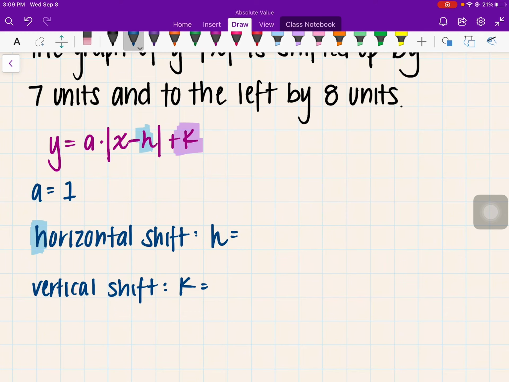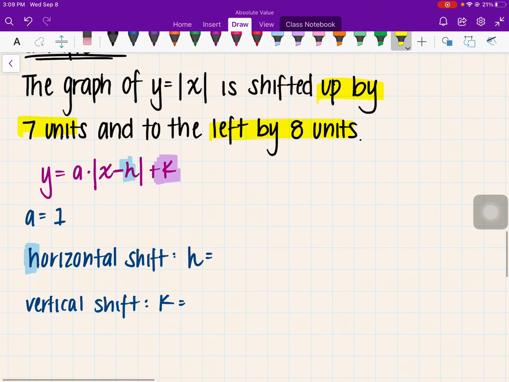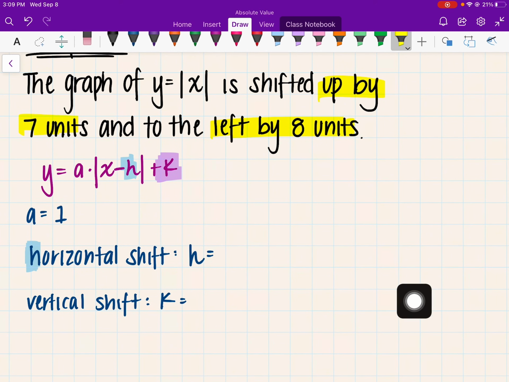So let's go ahead and work this out, guys. Let's see what we're given. They're telling us that we're shifting up by 7 units and we're going left by 8 units. Now, moving up represents a vertical direction, and that would be a positive 7. Next thing is the left. 8 units left is a horizontal direction, so if we're moving left, that's going to be negative.